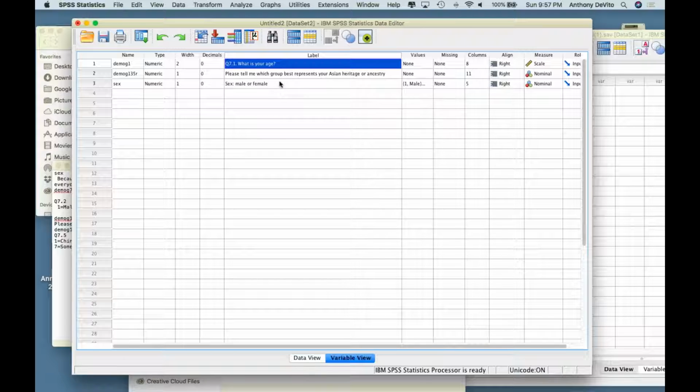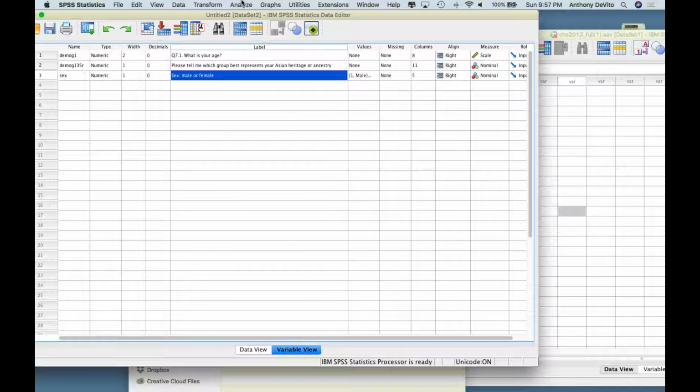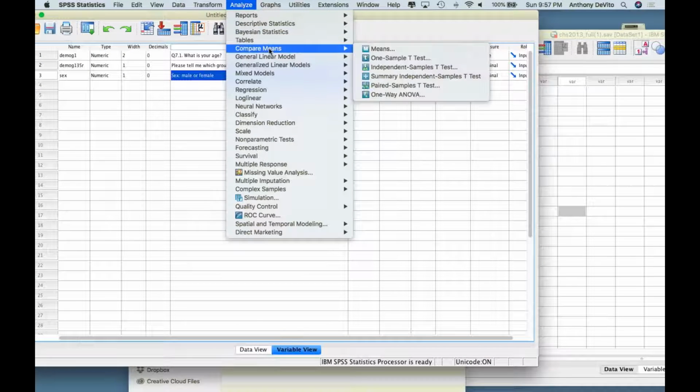Let's say I wanted to see in this sample, which represents the adult population of New York, is the average age for males greater than the average age for females? I'm comparing the averages of 2 groups. So what test do I use? I use Analyze, compare means, independent samples t-test.